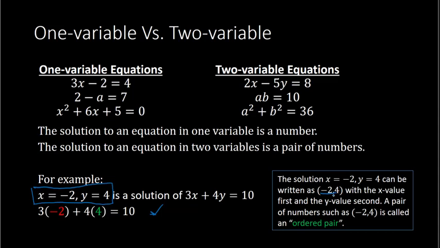Where negative 2, your x value, will come first, and then the 4, or your y value, will come second. So x comes first, y comes second, just like in the alphabet, right? X comes first in the alphabet, followed by y. Same thing when you write your ordered pair. X comes first, y comes second.